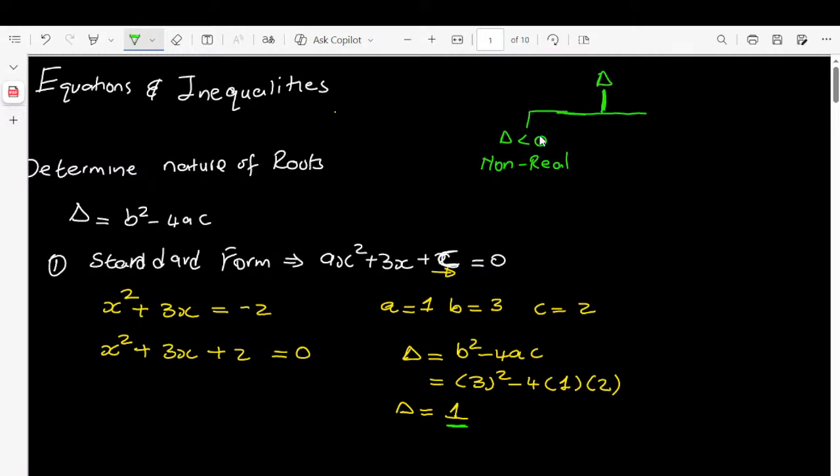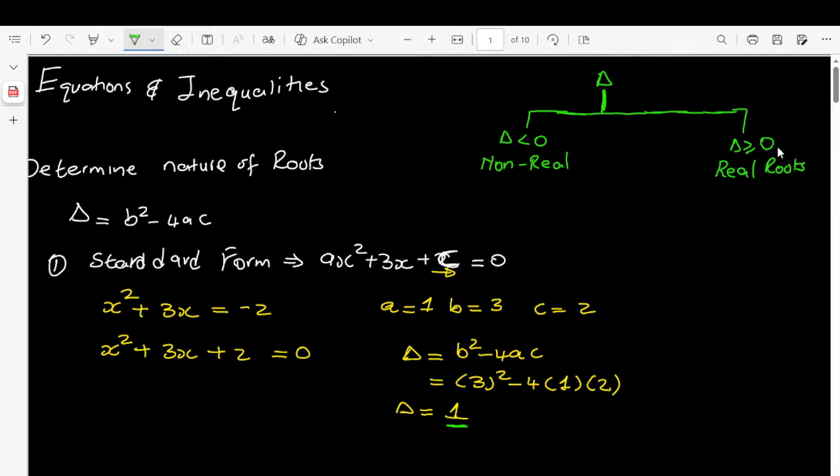So if the discriminant is less than 0, it's going to be non-real. Now, if the discriminant is greater than or equal to 0, we're going to have two types. If the discriminant is greater than or equal to 0, this is going to be real. We're going to have real roots.